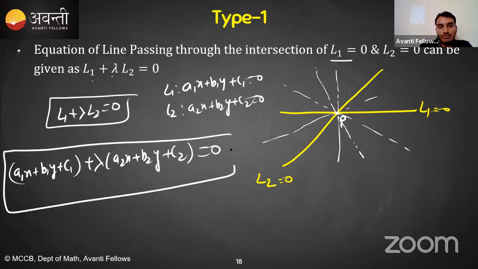Now one might ask, why, sir, why is it happening? Very simple. Let's say the point of intersection is alpha comma beta.